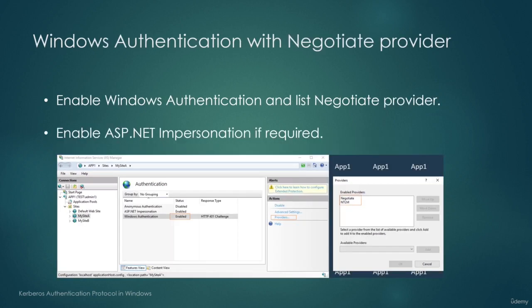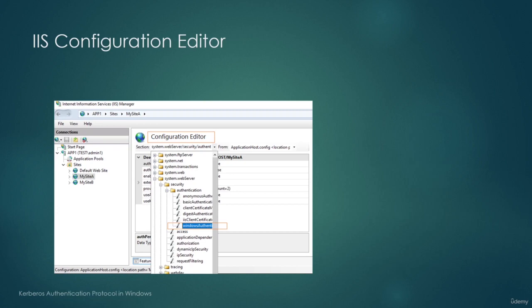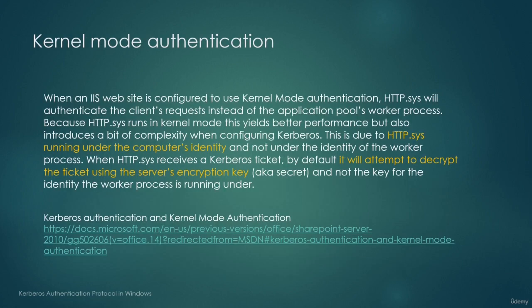We need to enable Windows authentication, list the Negotiate or Kerberos provider, and enable ASP.NET impersonation if required. Kernel mode authentication is enabled by default, and Microsoft recommends to keep it on for better performance. We need to configure the website to use the application pool credentials. Here are the details about kernel mode authentication.